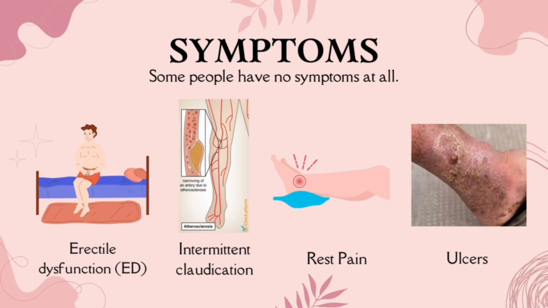The last symptom is ulcer. As you can see in this picture, this is an example of people who have AIOD having an ulcer on the leg.